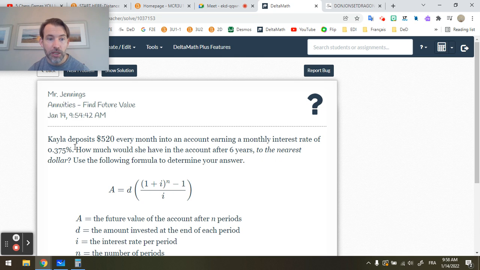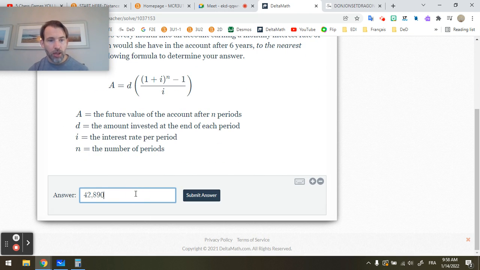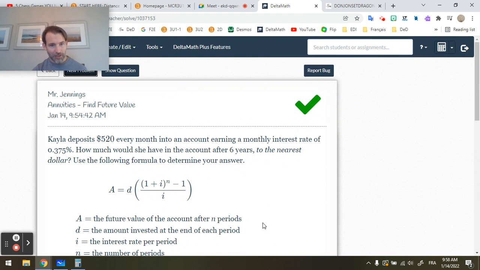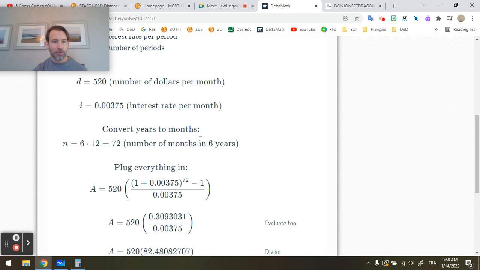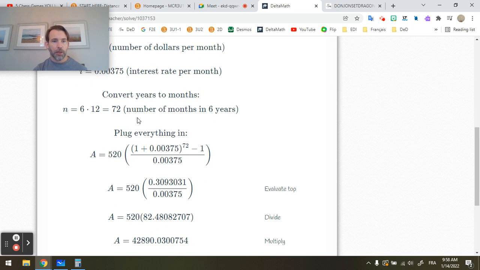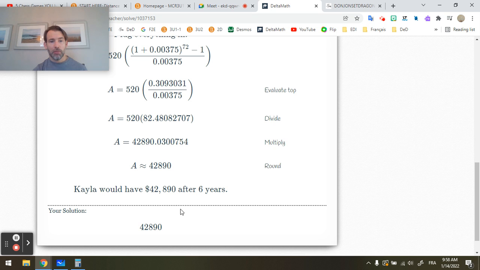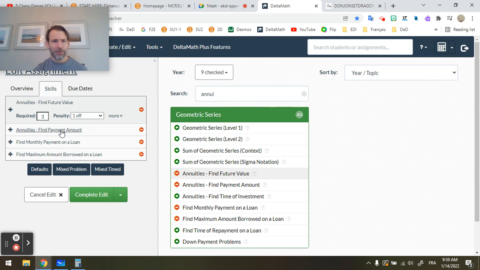Okay, so how much money does she have to the nearest dollar? I'm going to grab this number, which is to the nearest dollar, paste it in here, remove the comma. I'm going to say, yes, I'm sure. And it says, yes, you are correct, you did everything right. So this is the number of dollars per month. This is the interest rate per month. See, there's a couple zeros. Convert years to months. We say this is time T times C, which is compounding periods per year. I think that's a nicer way to understand it. And then plug everything in, evaluate the top, divide, and done. Okay, so one is enough. We'll do another question here, a different one.